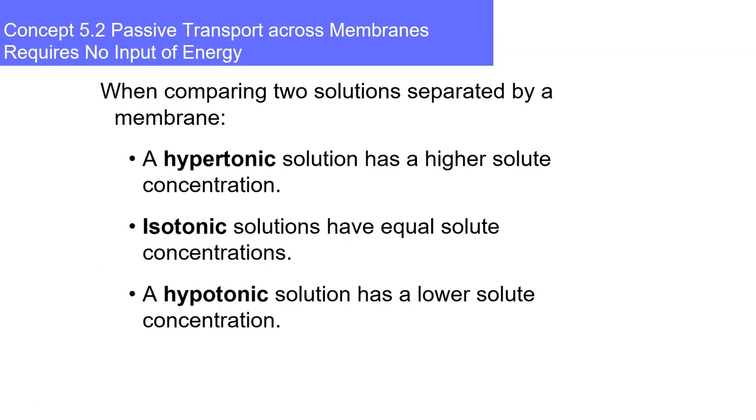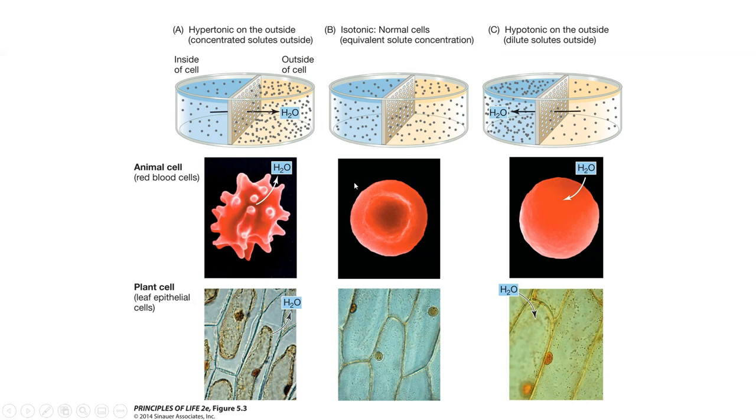Now, when comparing these two solutions, you need to keep in mind the terminology. We have hypertonic, isotonic, and hypotonic. Hypertonic means there's more solute on the outside of the cell. So there's more dissolved particles on the outside. Water is going to leave the cell dramatically. Isotonic, there's equal salt and equal water on the sides, as we see here. So as water leaves in hypertonic, the cell shrivels up.